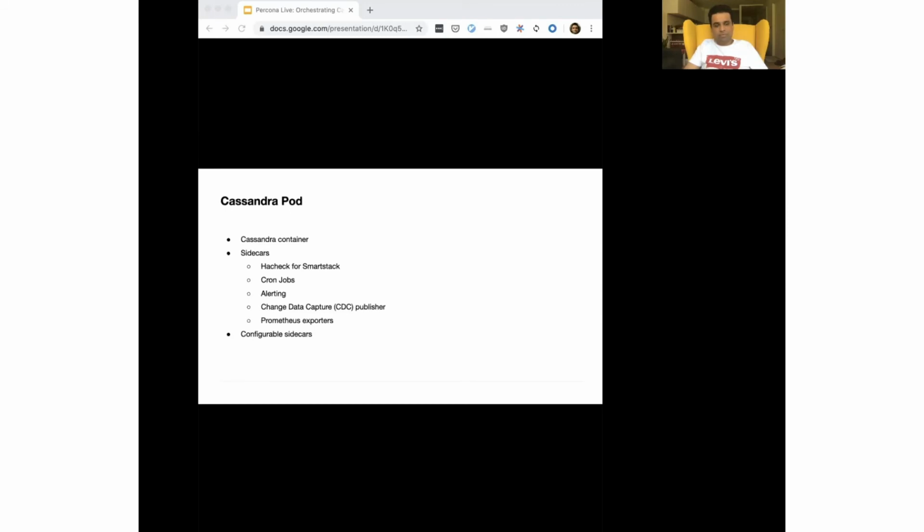Then we have cron jobs container. Then we have a container for alerting and observability, which is in the form of Prometheus exporters. And then we have a container for change data capture, which is for obtaining stream of data from the Cassandra itself. And more importantly, these sidecars can be configured dynamically as well. And we have a way to do that, because not every cluster may require, let's say, a change data capture publisher.